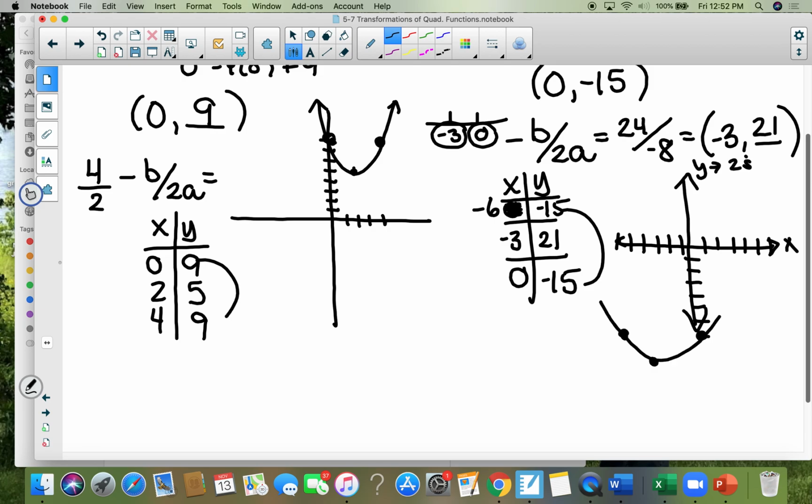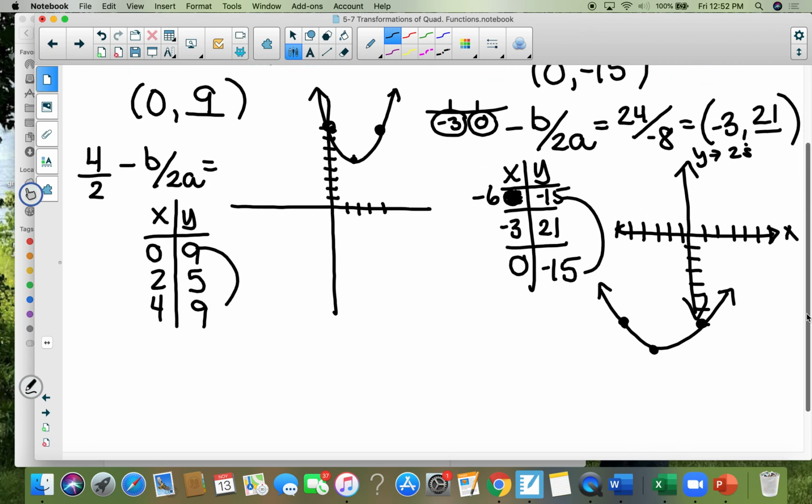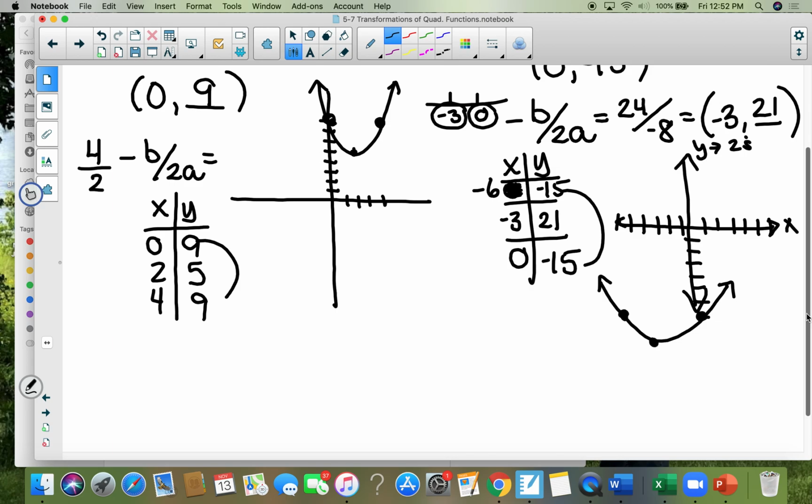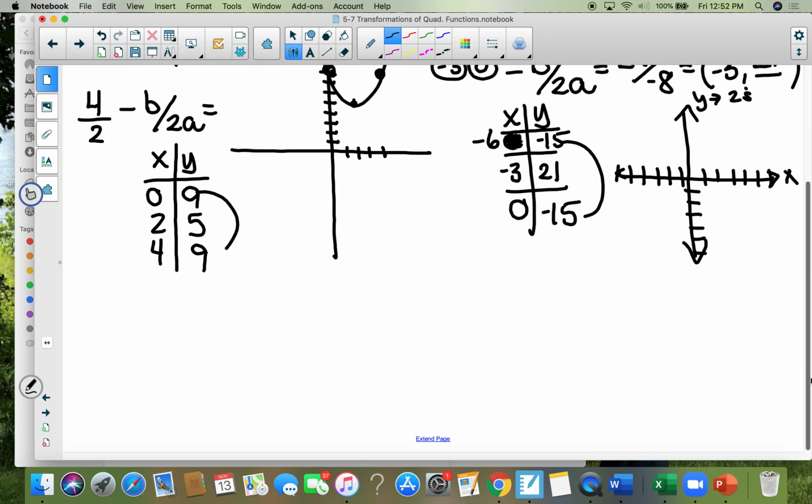And when you connect your dots, whoops, I knew I did something wrong. Start this again. I know that the parabola needs to be facing down because there's a negative sign out in front, so I gotta do this again.